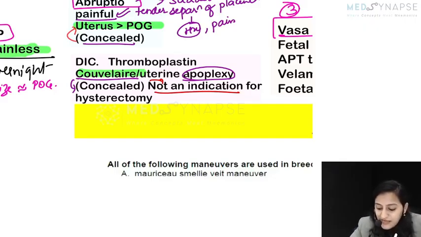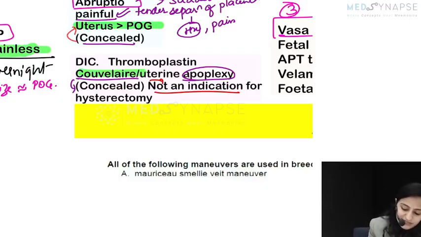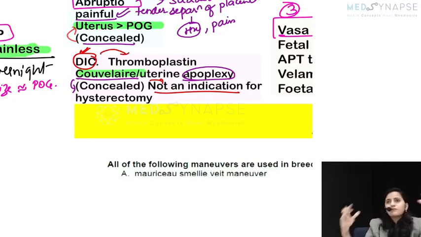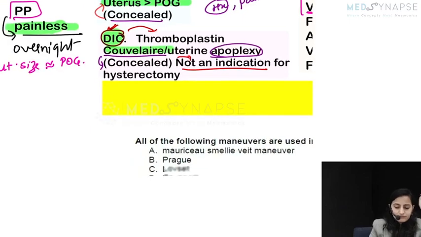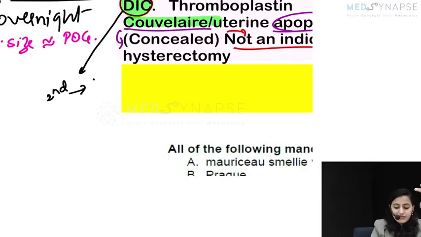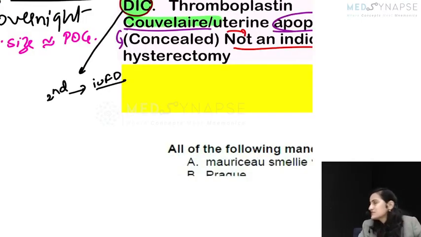The other finding that can be mentioned in a question for abruptio is DIC. Because this abruptio also leads to the release of thromboplastin, which can lead to DIC. Other important condition that can lead to DIC in the mother, one is abruptio, and second, when else is thromboplastin released? When there is IUFD. Intrauterine fetal death is another condition which can cause DIC in the mother.